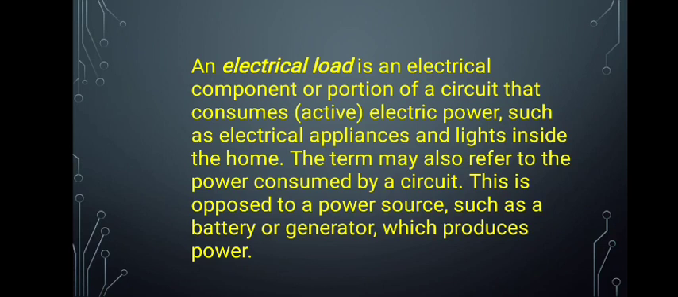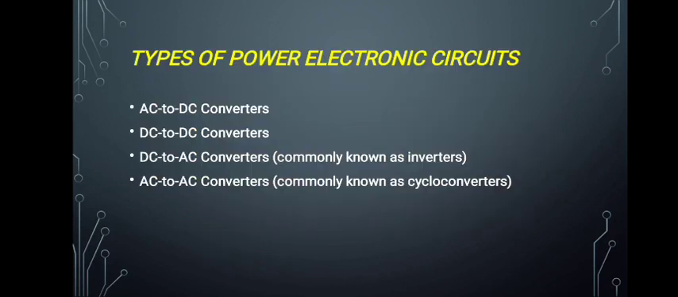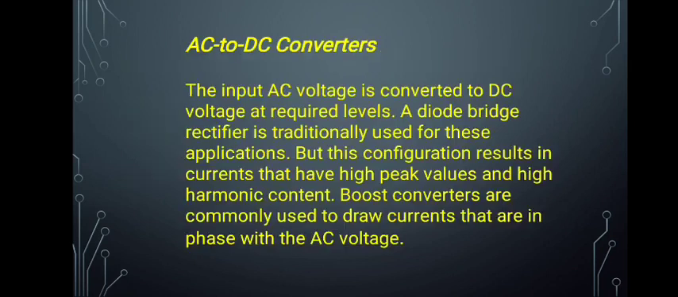Types of power electronic circuits. AC to DC converters, DC to DC converters, DC to AC converters, commonly known as inverters, AC to AC converters, commonly known as cycloconverters. So what are AC to DC converters?